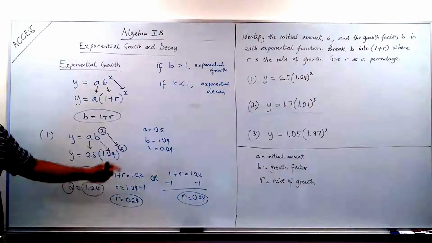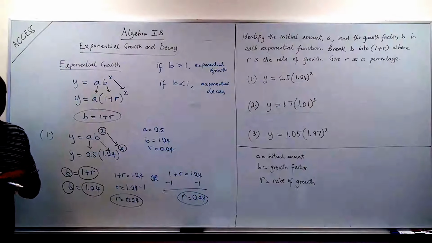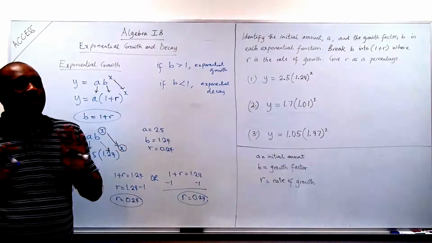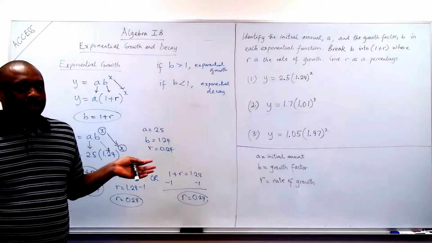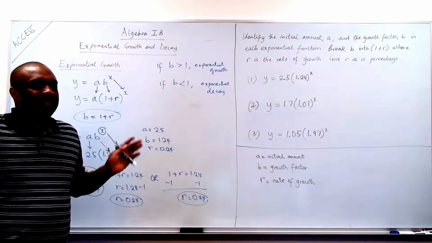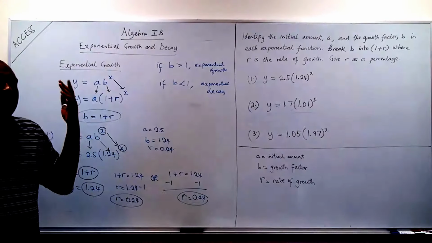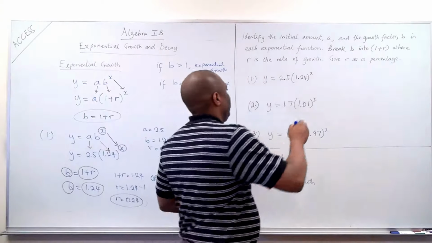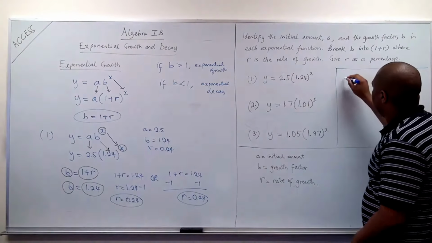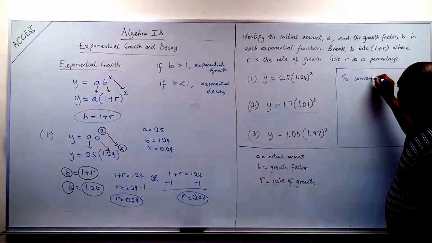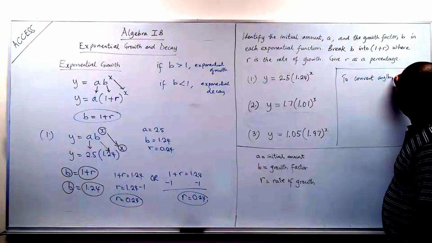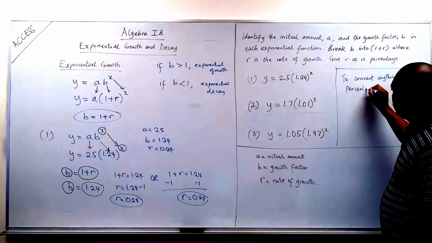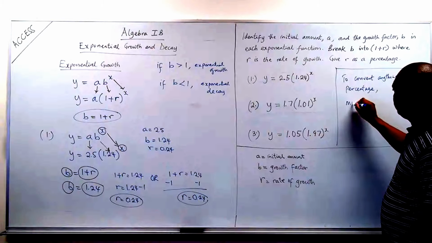And they want you to give this as a percentage. Now, whenever you're told to give something as a percentage, it means multiply by 100. That is what it means. Whenever you want to convert to a percentage, you multiply by 100. And let me write it here. To convert anything to a percentage, multiply by 100.